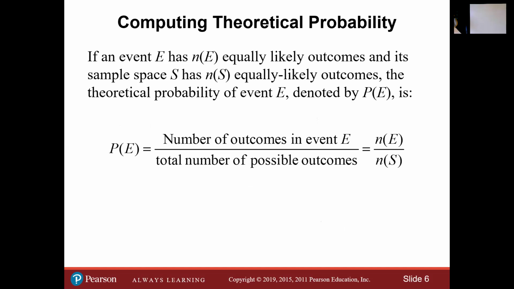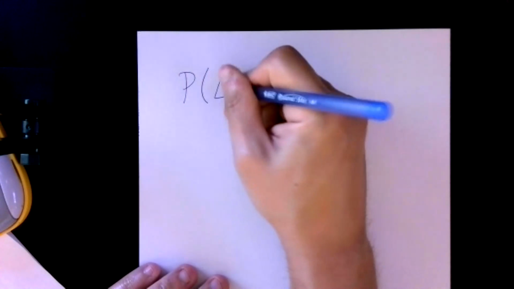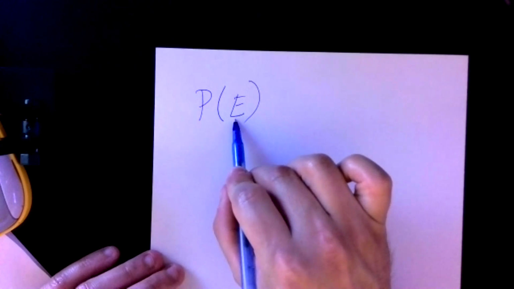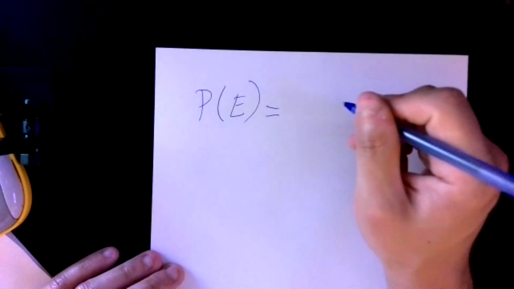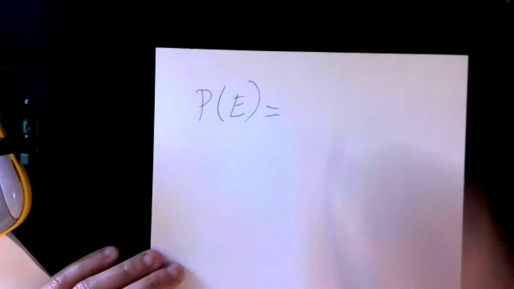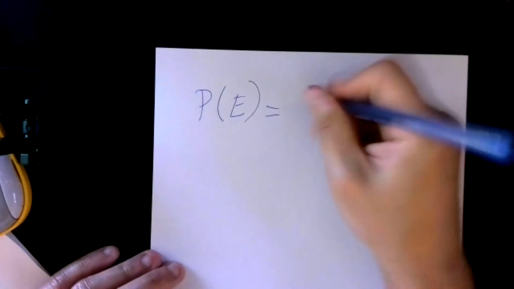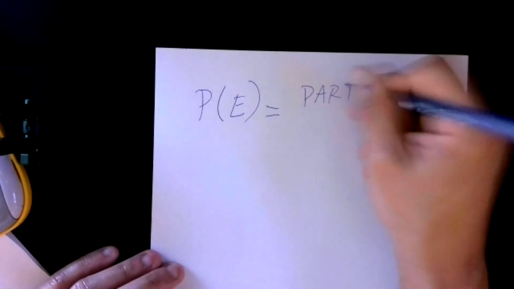Now, the textbook has this formula for probability. In true textbook fashion, they've overcomplicated something that's very simple. Here's what I want you to think about. The probability of some event E is the number of outcomes over the total number of possible outcomes. That's fine. A simpler way to think of this is simply part over total.